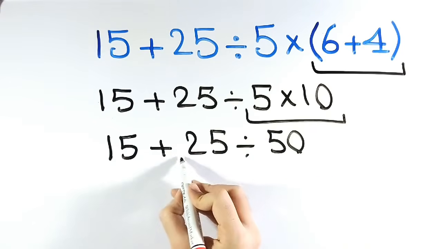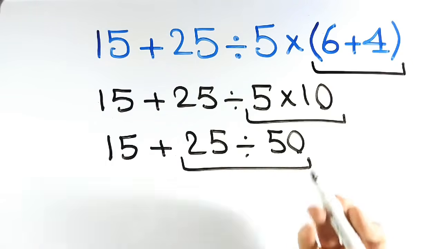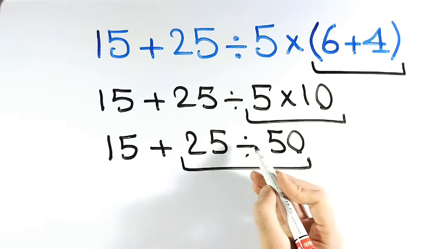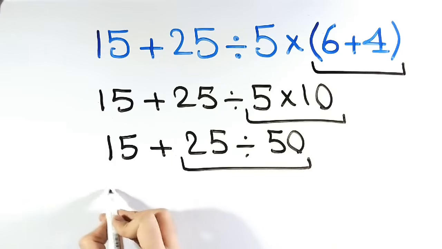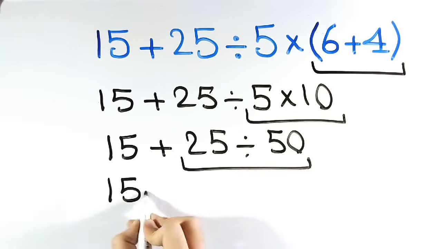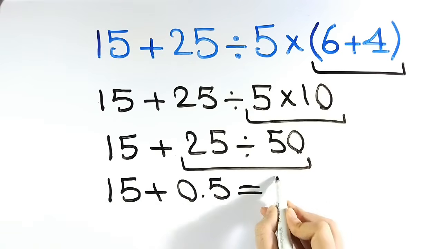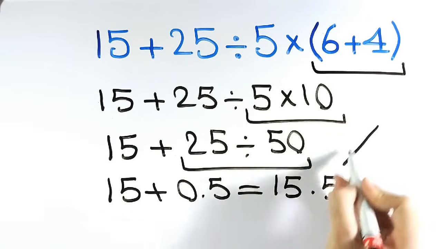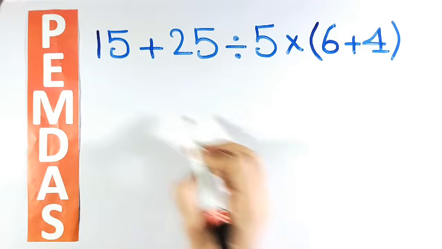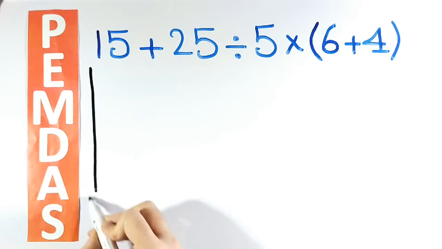And the final step, they go for the division between 25 and 50 because they believe division has priority over addition. So instead of this expression, they write 15 plus 0.5, which finally gives them the answer 15.5. But that's definitely wrong.